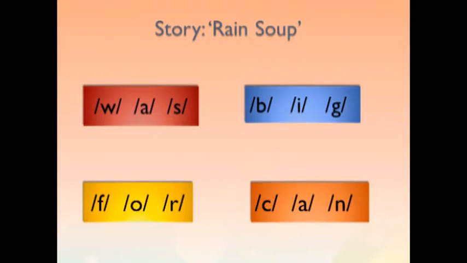The word was has 3 sounds: W, Z, was. The word big has 3 sounds: B, I, G. The word for has 3 sounds: F, O, R, for. And the word can also has 3 sounds: K, A, N. Now let's take a look at those words with silent E at the end.